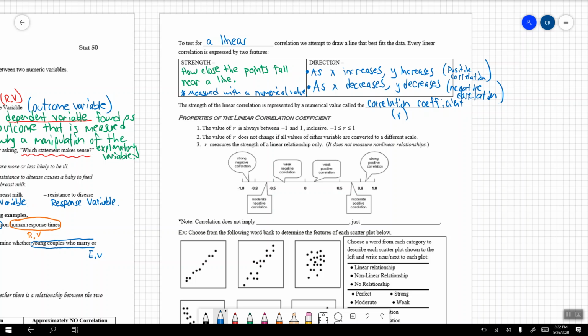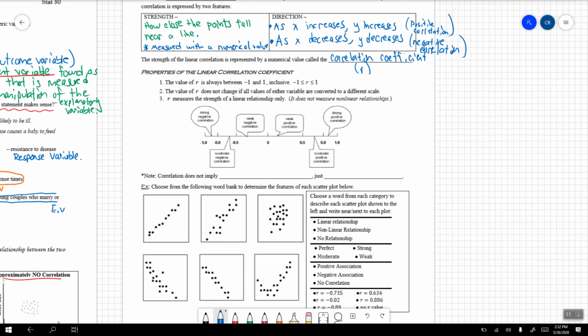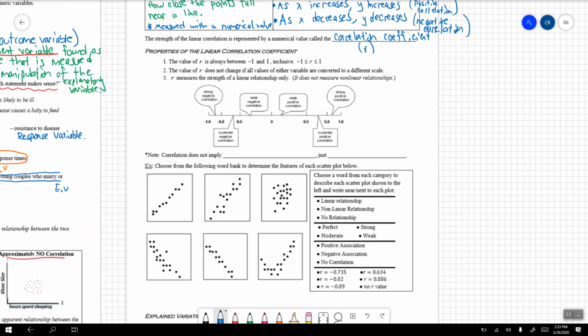So let's look at a few properties for this linear correlation. One of the first properties is that the value of R is always going to be between -1 and 1 at all times. All right, so my correlation coefficient, the one that we find, will always be between -1 and 1. Awesome.